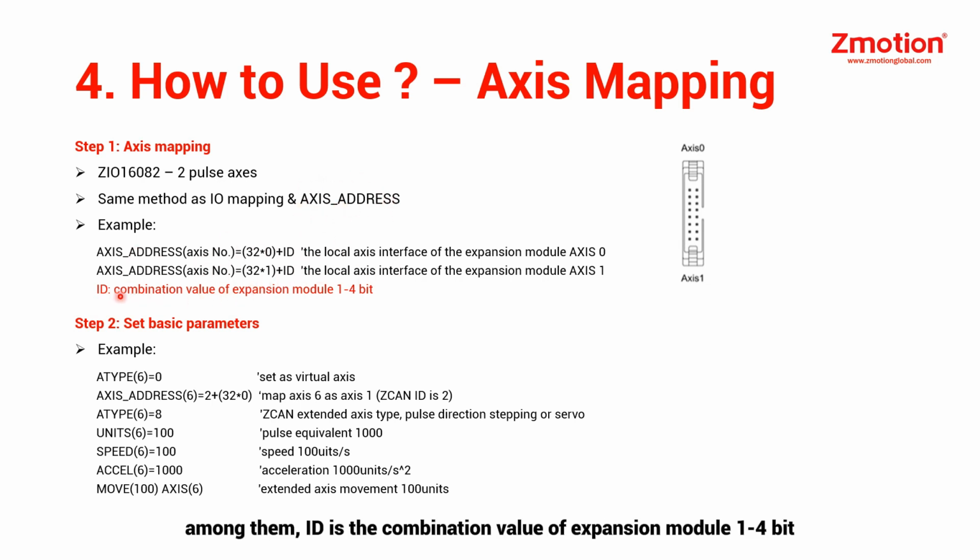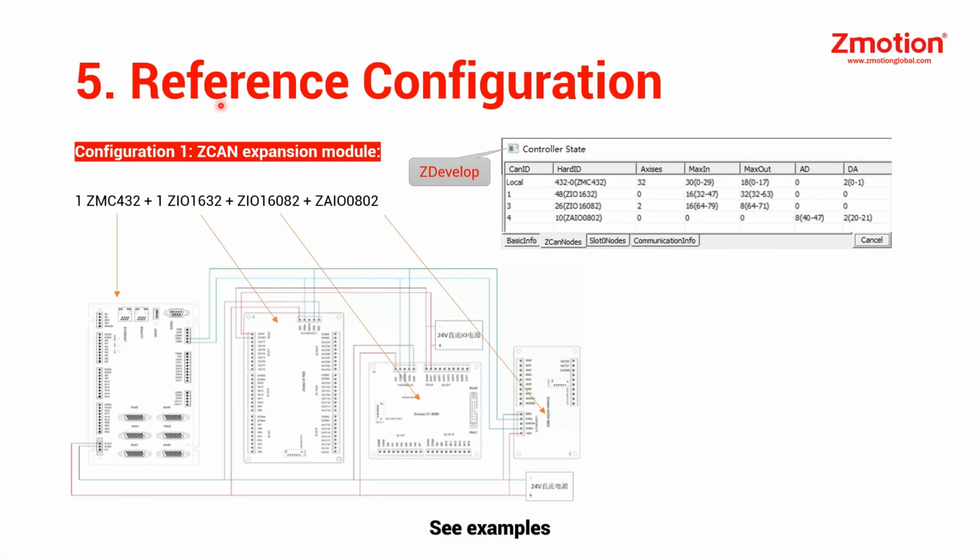Among them, ID is the combination value of expansion module 1 to 4 bits. After mapping, set basic axis parameters. Then you can use expanded axes. For example, it can be seen the ID is 2. That is, map axis 1 of the expansion module as axis 6. Set axis type as ZCAN expansion axis. Then other basic parameters. See examples.